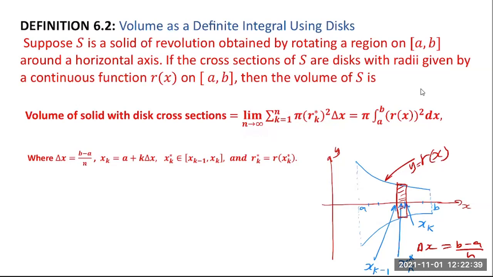That's the idea. And by the definition of definite integrals, this limit is nothing but pi times the definite integral from a to b of r(x) squared dx, by definition of the definite integral. So we have a formula to find the volume of a solid, whose cross sections are disks with radii given by a continuous function r of x. All right. Let's move on.